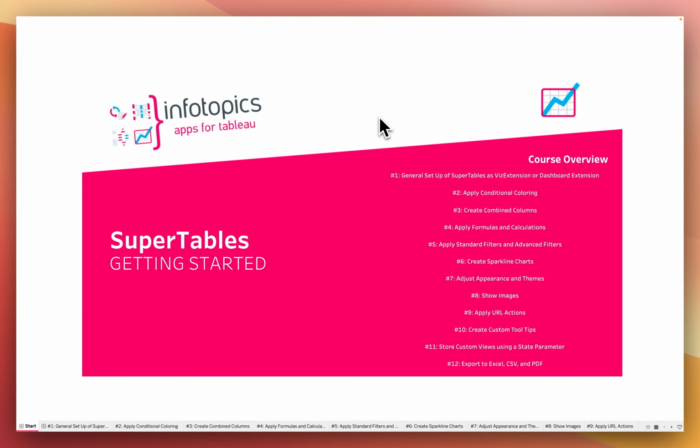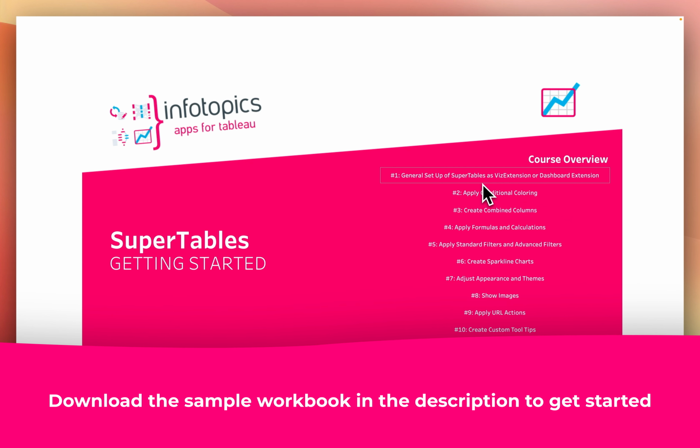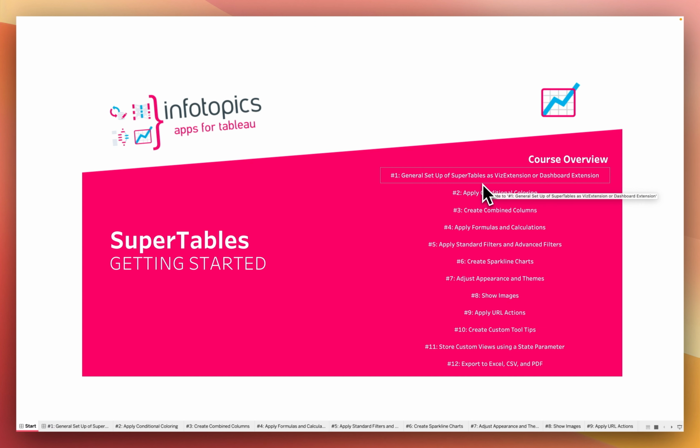In this session number 2, we will learn how to apply conditional column coloring. If you have not checked out session number 1 of this series, where we learn the very basics of SuperTables, make sure to do this first. The link to this video is in the description below.